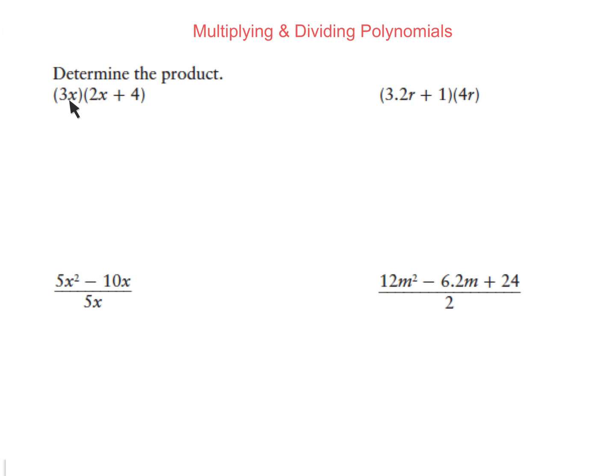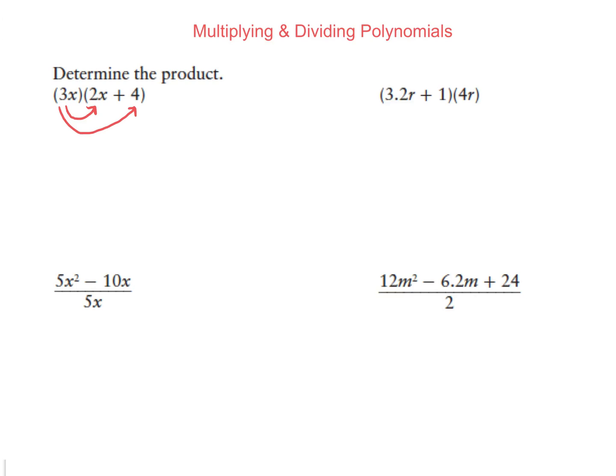So what this means is I'm going to take this monomial here, 3x, and I'm going to multiply it by this polynomial, more specifically, two terms. This is a binomial. This is 3x times 2x plus 4. So a long time ago you learned all about something called the distributive property, which means you multiply this by this and this by this.